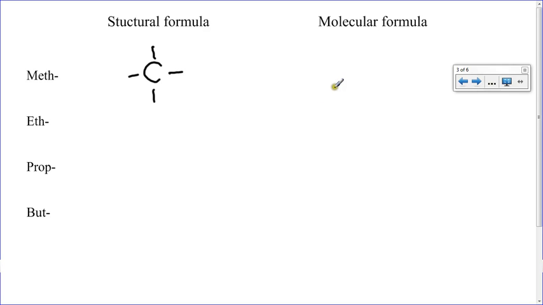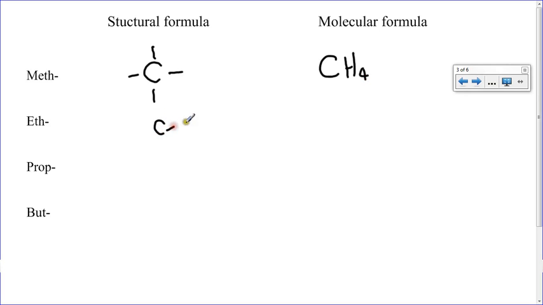So the structural formula shows us what methane looks like, and we can work out from there the molecular formula, and the molecular formula tells us how many of each atom are in the molecule. So you can see it has 1 carbon atom in methane, and there are 4 hydrogens, so the molecular formula is CH4.